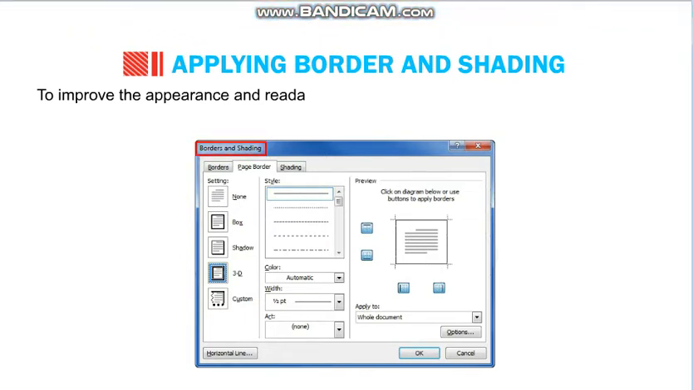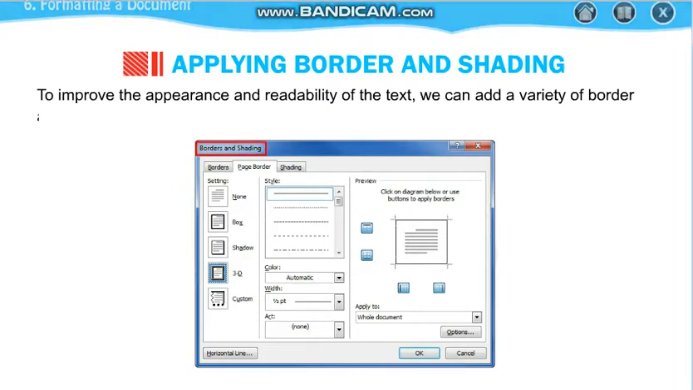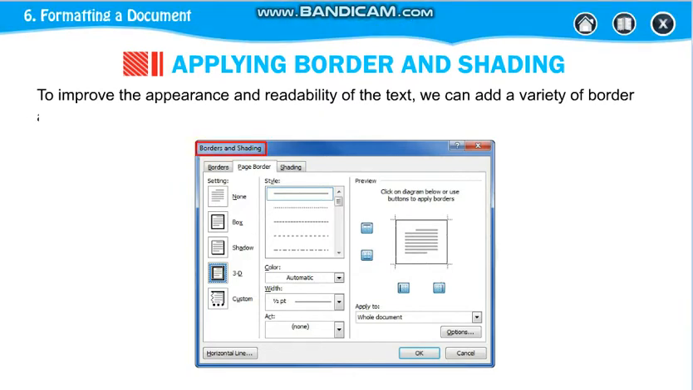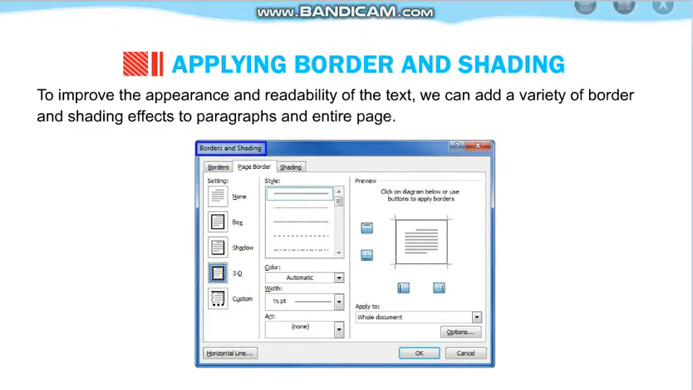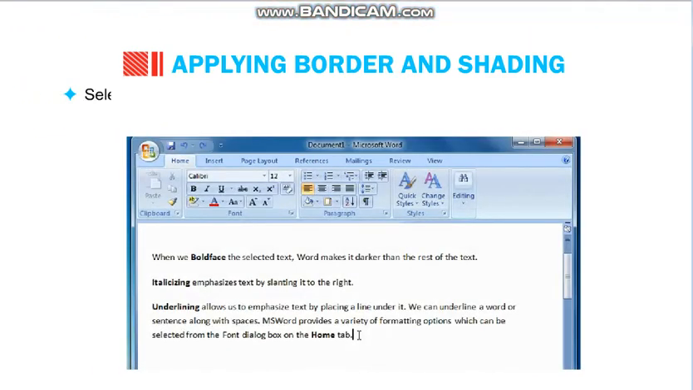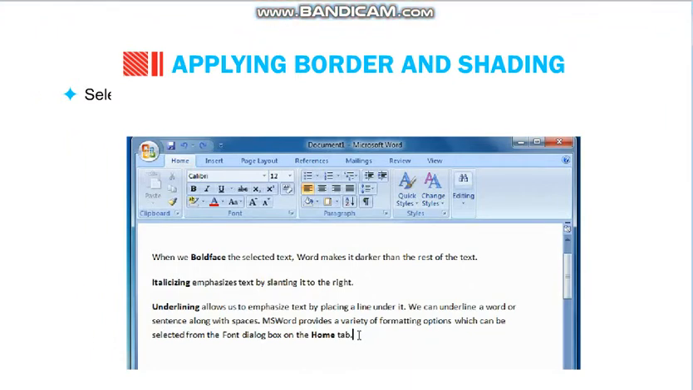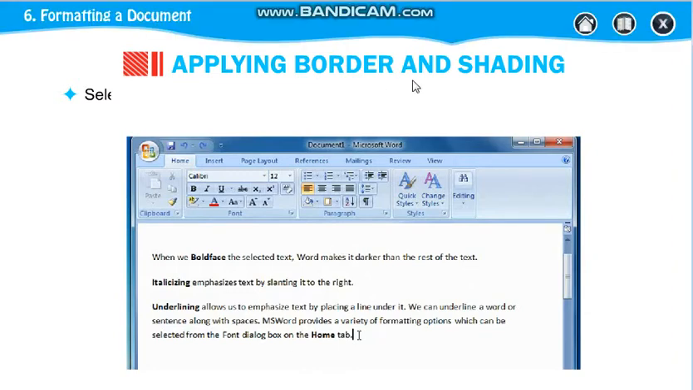So to improve the appearance and readability of the text, we add a variety of borders. Suppose you want to emphasize or highlight some part, so you apply border and shading effects to a paragraph and the entire page. As you have seen in your book, some important points are highlighted in a box, like your summary. That is a type of formatting that will attract your attention toward it. So how do we apply borders and shading?